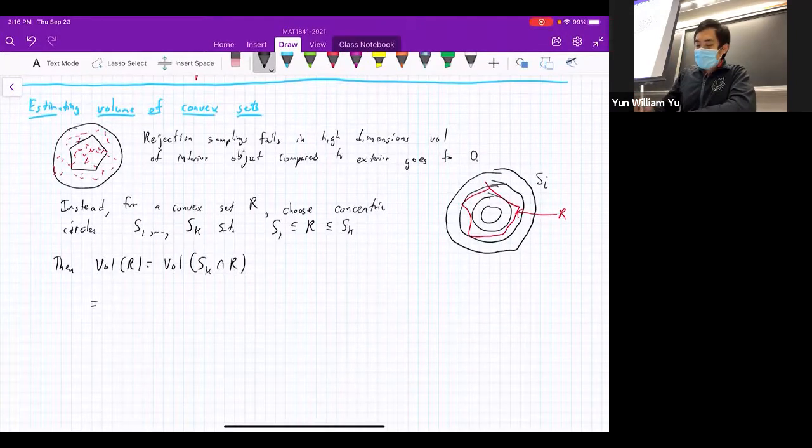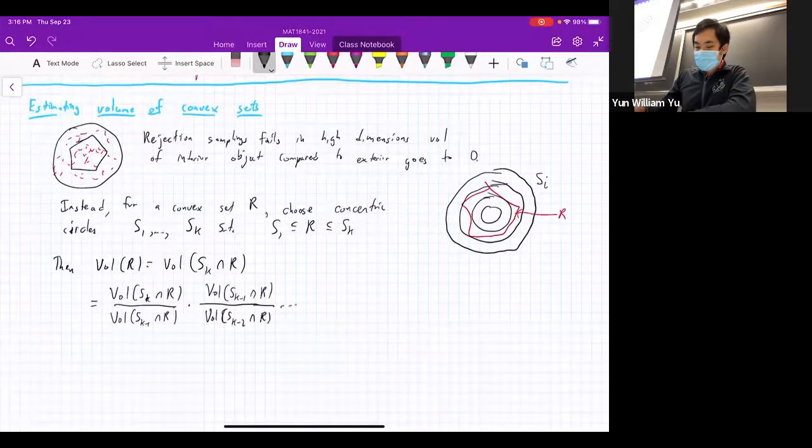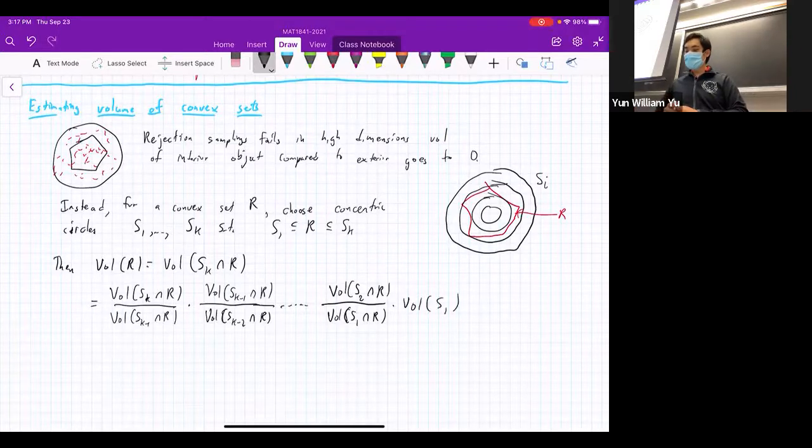What we can then do is telescope this out. So the volume of SK intersect R is equal to that divided by the volume of SK minus 1 intersect R, times the volume of SK minus 1 intersect R divided by the volume of SK minus 2 intersect R, and so on, all the way down to the volume of S2 intersect R divided by the volume of S1 intersect R, times the volume of S1 intersect R. But S1 intersect R is, of course, just S1, since S1 is entirely contained within R.